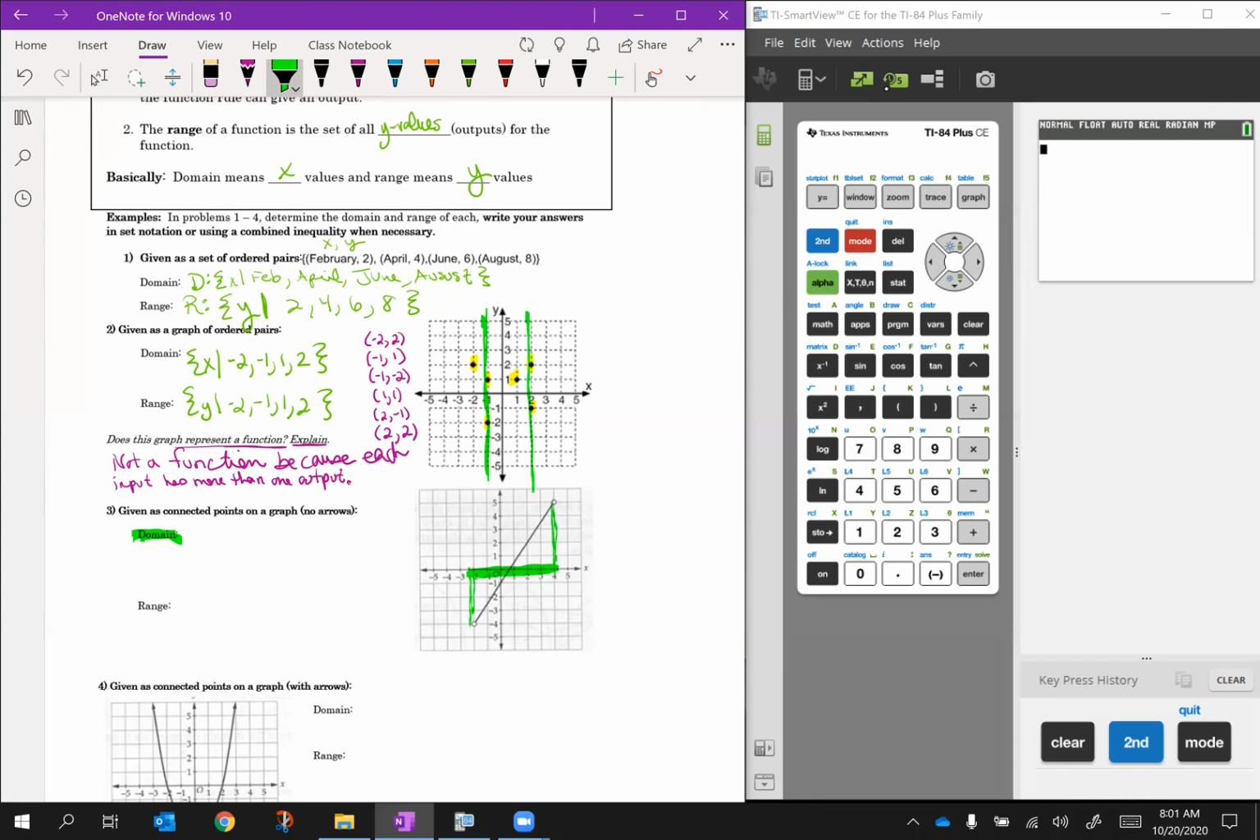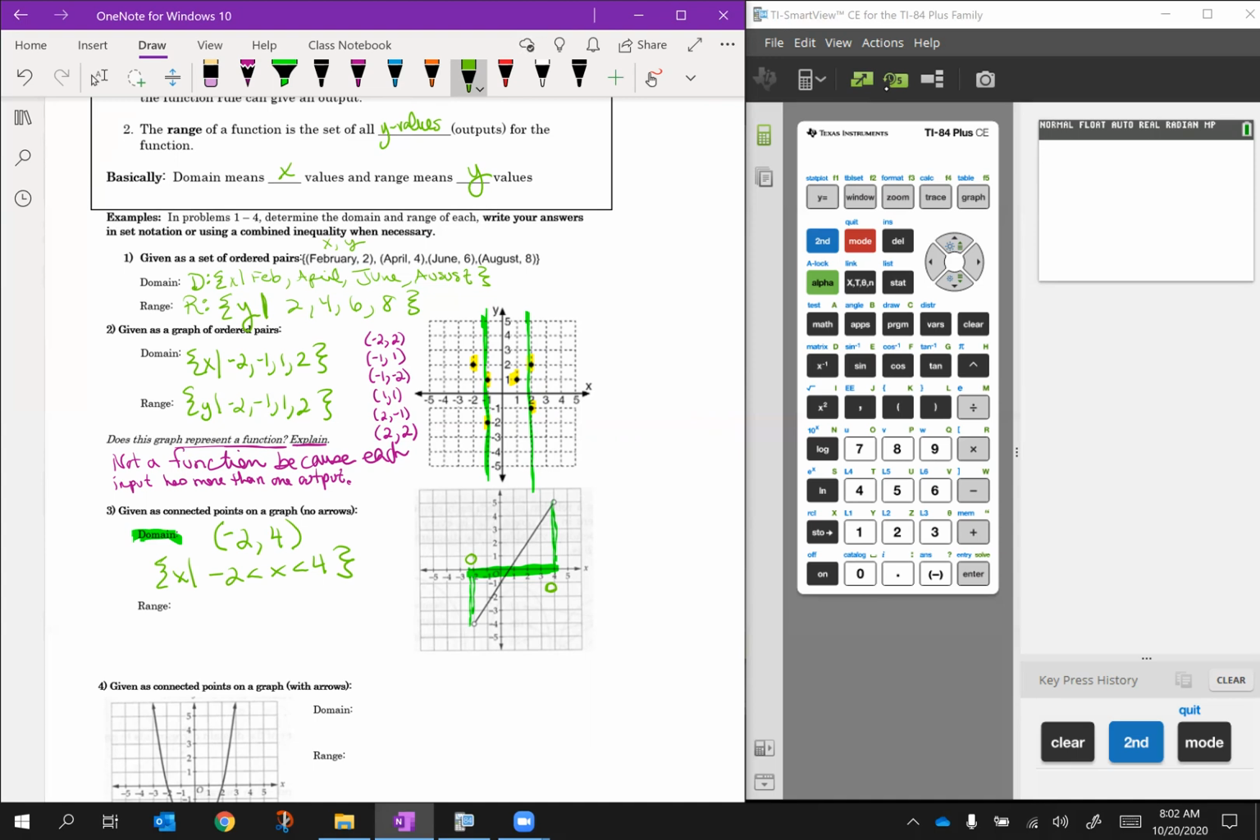Then I have to pay attention to the endpoints. So my endpoints are open circle to open circle. So if I'm looking at my domain, it would be from -2 to 4. So in interval notation, it would look like this, -2, 4, with parentheses because they're not included. As an inequality, we would write it like this: -2 is less than x, which is less than 4. So that's a compound inequality, or a combined inequality like it said in the directions.